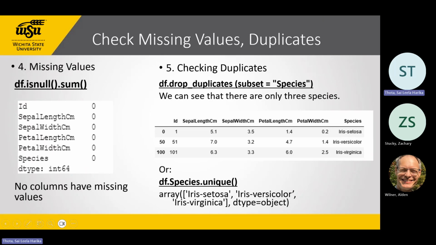And checking missing values and duplicates. So this is df.isnull().sum(). It will check whether there are any null values and give the count of null values. And here the duplicates. If there are any duplicates in your data set, you simply use this code. In the subset, you give the column name in which you are planning to check the duplicates. There are only 3 species: Setosa, versicolor, and virginica. And unique is basically used to see how many different types of species are available in the data.